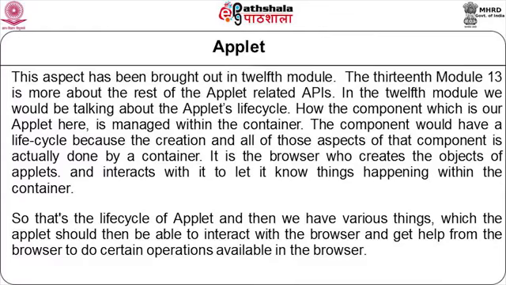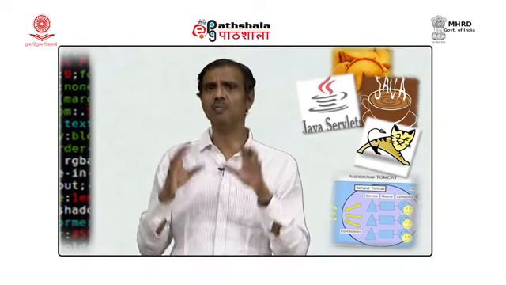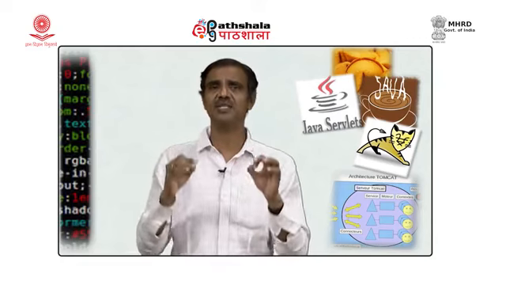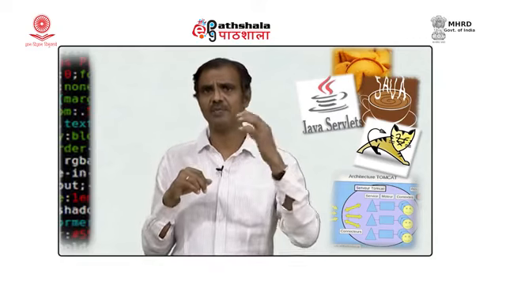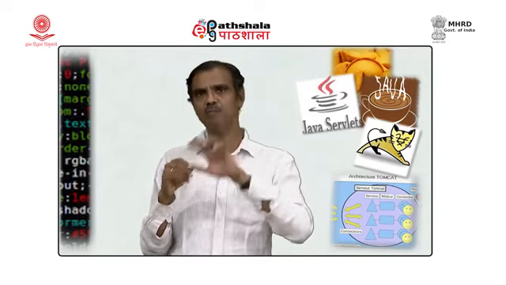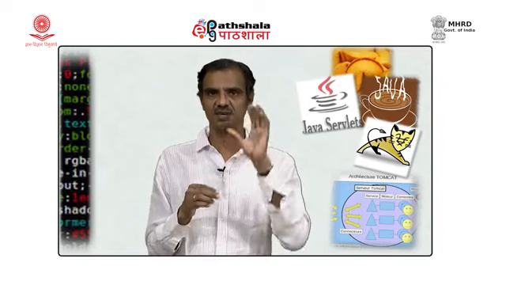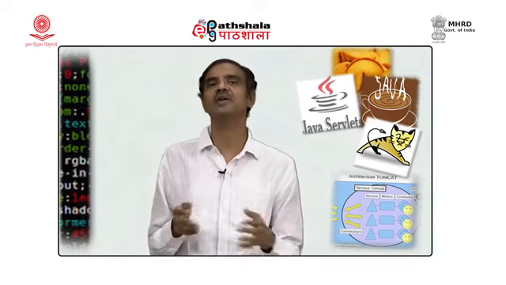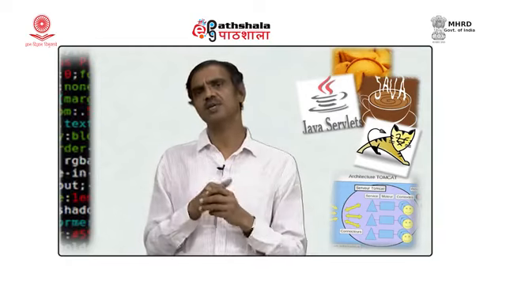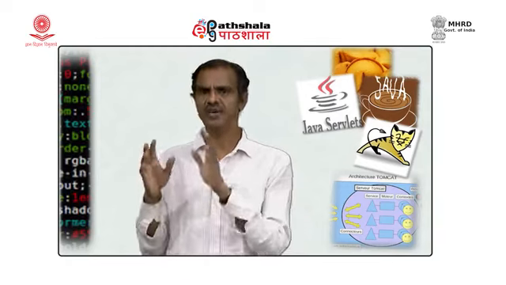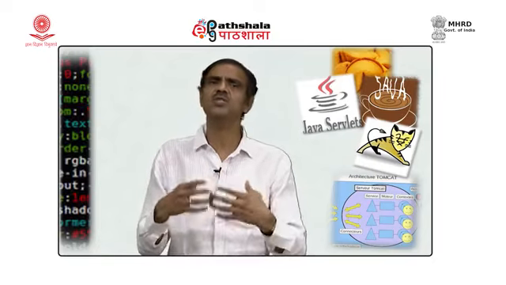So, module 12 talks about the life cycle, because the component, our applet here, is managed within a container. The component would have a life cycle because the creation and all those aspects of that component are done by a container. It is the browser which creates objects of the applet and interacts with it to let it know about things happening within the container. So, that is the life cycle of the applet, and then we have the various things where the applet should be able to interact with the browser and get help from the browser.